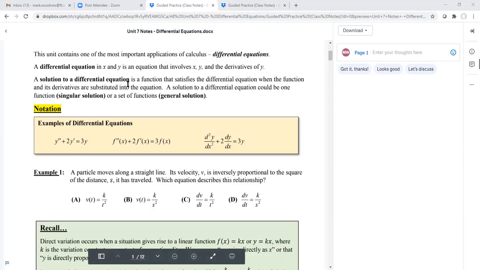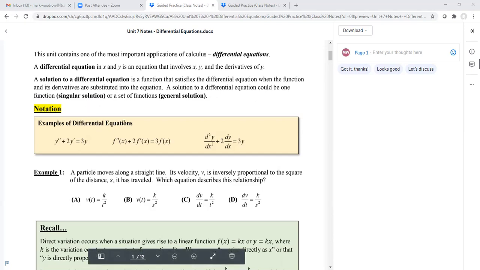The solution to a differential equation is a function that satisfies the differential equation when the function and its derivative are substituted into the equation. And we'll go over that in more detail later. A solution to the differential equation could be one singular function, or a set of functions, which is a general solution. That'll be more of a plus c, and then this will be where we plug in numbers and find c.